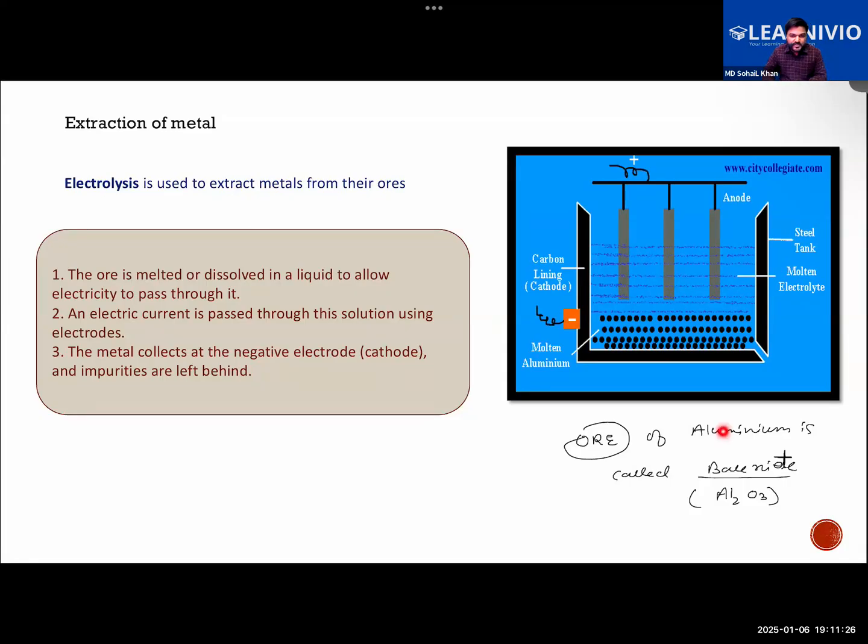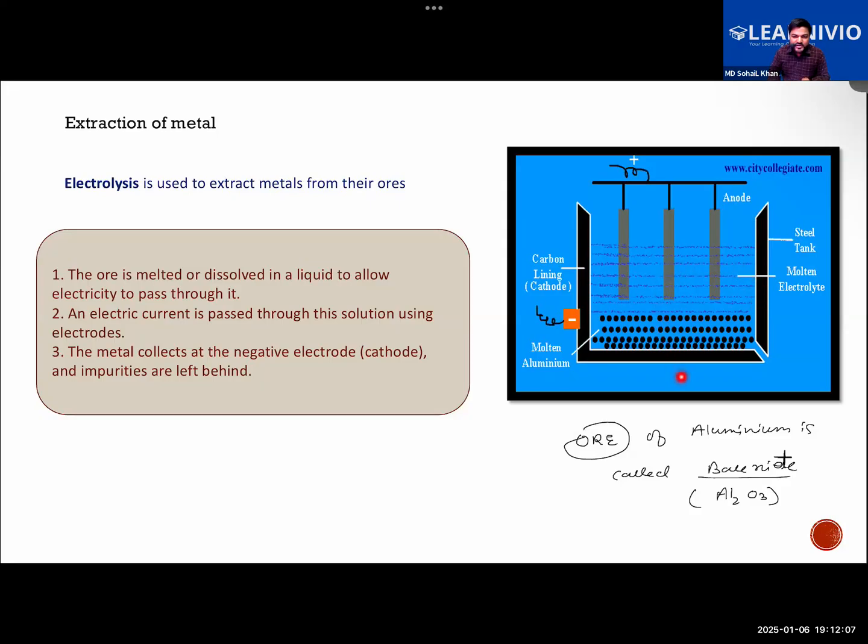This ore will first be purified, so some of the unwanted materials will be removed from it. Then it will be melted and dissolved in a liquid form to allow electricity to pass through it. Also take a look at this structure first. We have taken this steel tank, and we have connected this steel tank to the negative terminal of the power source. So this steel tank is behaving as a cathode here. Getting it, everyone?